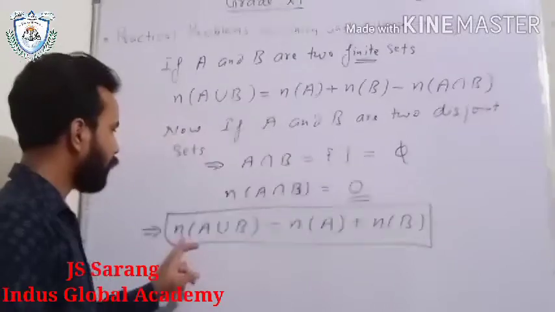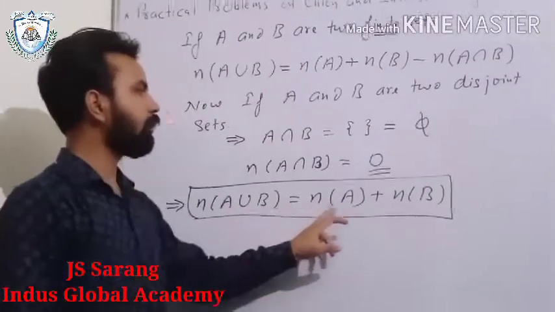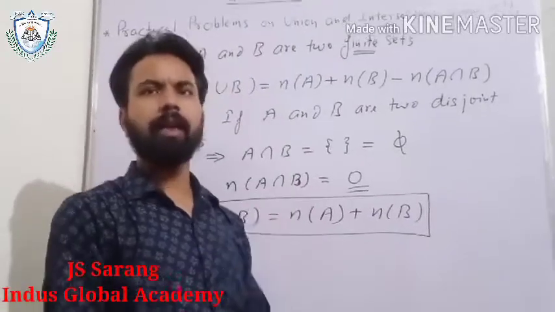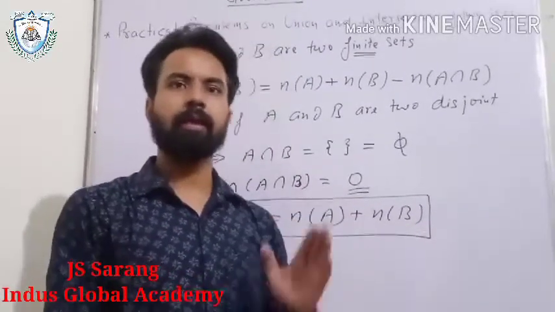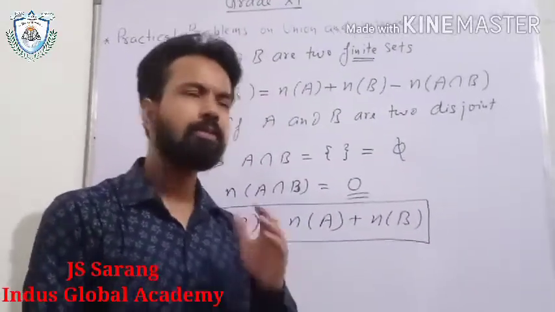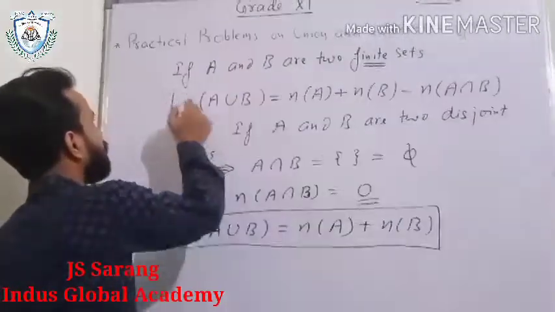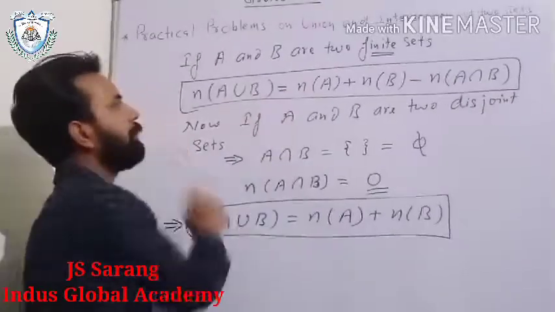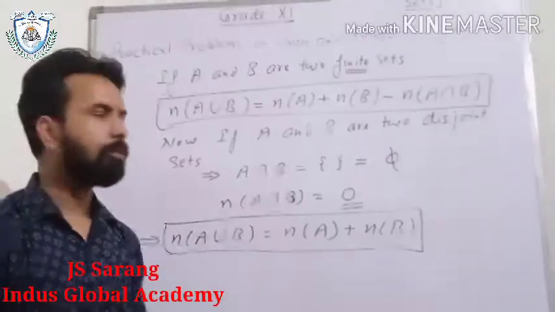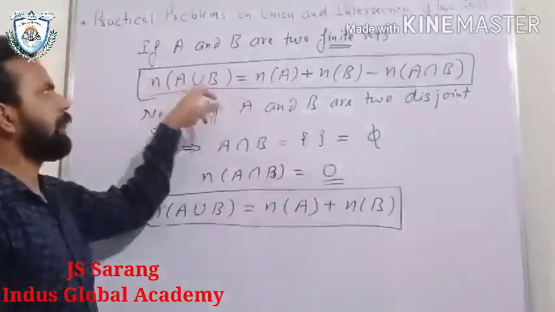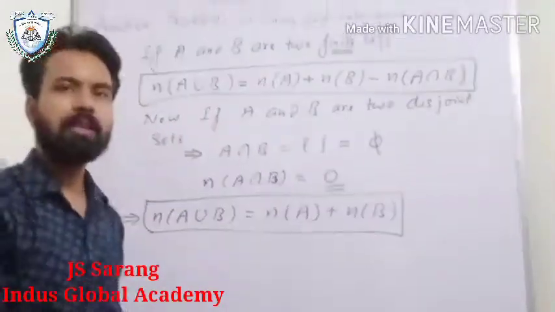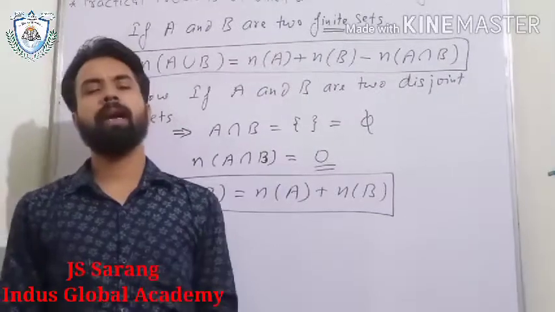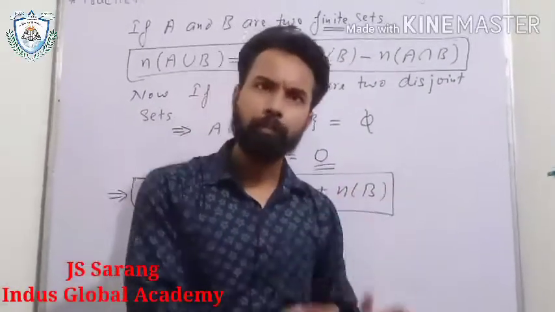So only this is the formula for disjoint sets. Got it? The number of elements in A union B is equal to n(A) plus n(B). This formula we will use when A and B are disjoint sets. If A and B are not disjoint, then we will use the other formula. So again I am telling you the formula, we will revise it. The number of elements in A union B is equal to the number of elements in A plus the number of elements in B minus the number of elements in A intersection B.